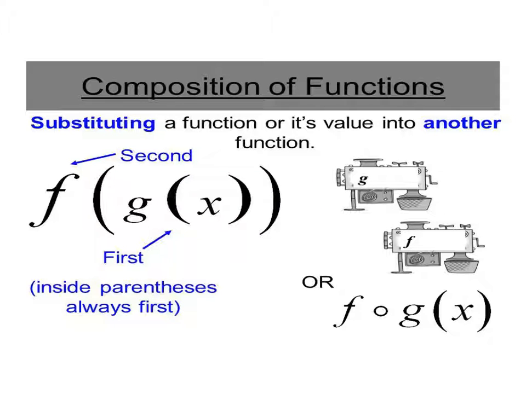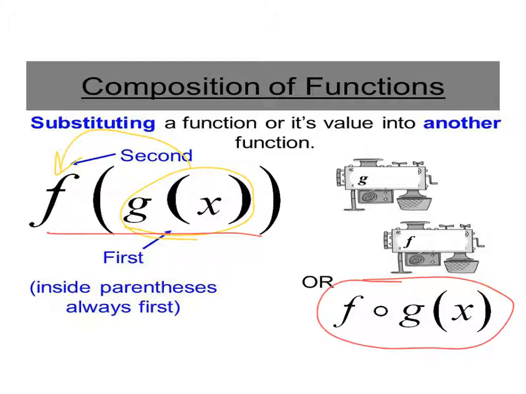The last thing we're going to talk about is composition of functions, and that's where we substitute a function or its value into another function. So we're going to take this function that's inside the parentheses, and we're going to plug it in to the one that's outside of the parentheses. So start inside and work your way out. This is the main way that you're going to see it written, this f of g of x. The other way you can see it is written like this with the little open circle.